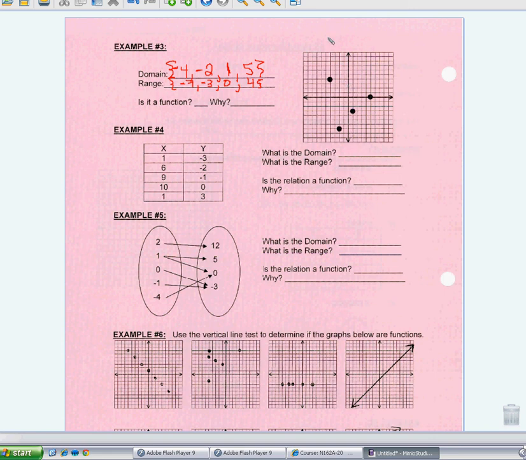Now, is it a function? That vertical line test comes in handy. If I draw vertical lines through my graph, does that vertical line only touch at one point and one point only? And the answer is yes, it does. And what does that mean? That means each x has its own y, exactly one y value. Each x has exactly one y value.